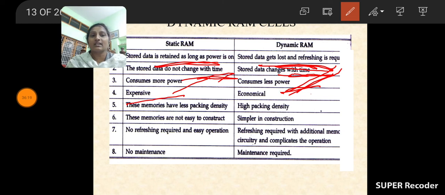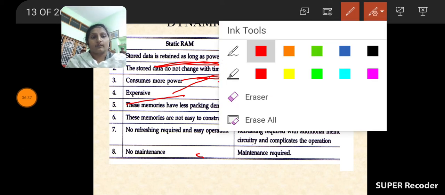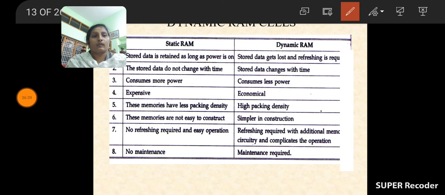Static RAM is expensive, dynamic is economical. Static RAM has complex construction and high power consumption, dynamic has less power. Okay, here advantages are there, disadvantages are also there. Here advantages are moderate and also disadvantages are moderate. Is it clear?